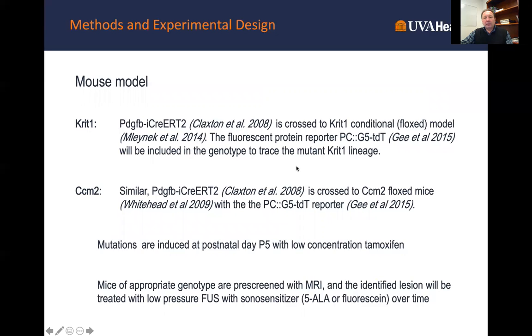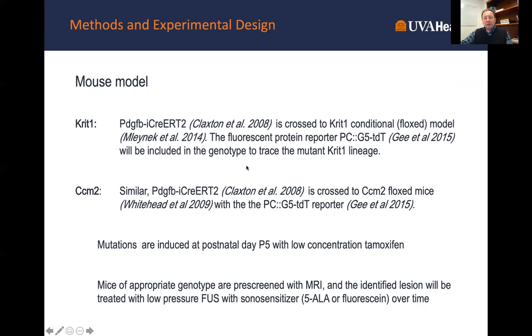So here is our experimental design. We use the conditional floxed mouse lines developed by Dr. Whitehead and Lee at the University of Utah. We induce the deletions with the PDGFB-CreER mouse tool previously published, and we also include in this strategy a fluorescent protein reporter that we developed ourselves several years ago.